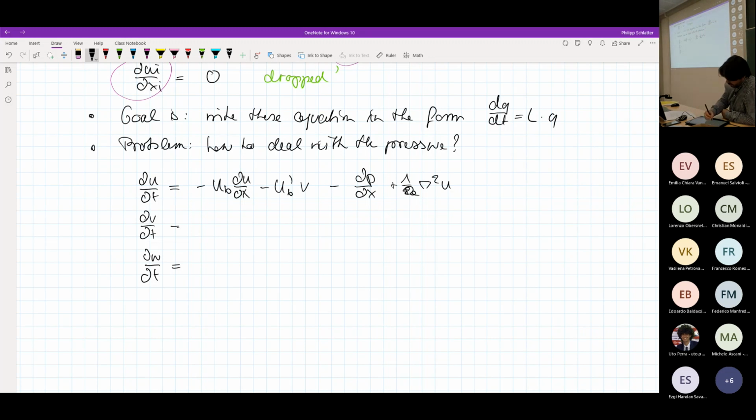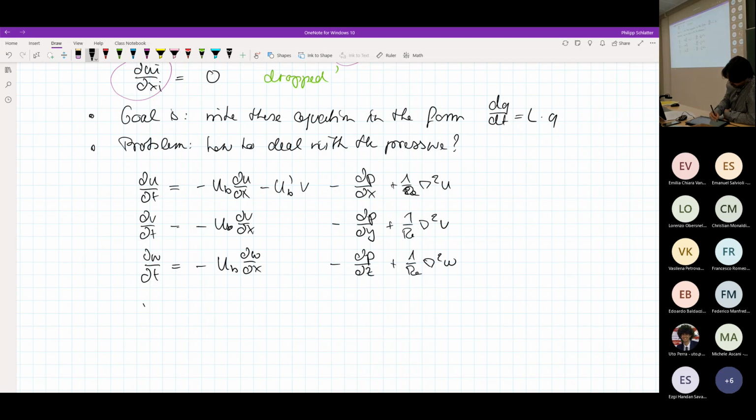In the v direction, it would be minus U_b times dv/dx, minus dp/dy, plus 1 over Reynolds nabla squared v. And in the w direction, so in the z direction, it would be minus U_b dw/dx. Then we have the pressure, dp/dz, and the viscous term. And then, of course, continuity is just the same as before: du/dx plus dv/dy plus dw/dz.